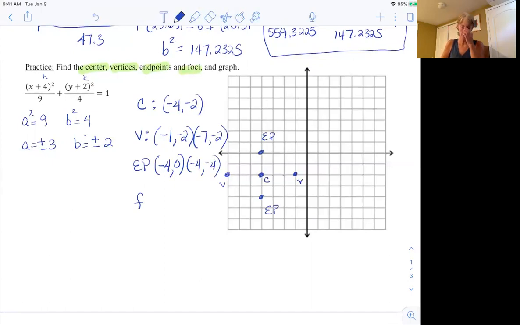Now we have to go back in and find the foci. Remember, a squared equals b squared plus c squared. 9 equals 4 plus c squared. C squared is 5, so c is plus or minus radical 5.